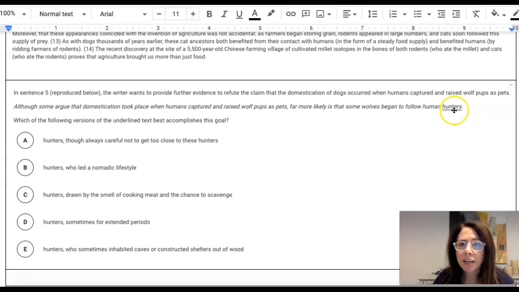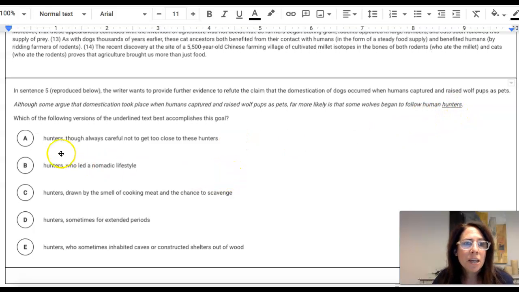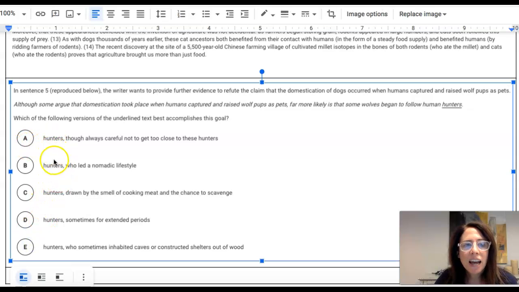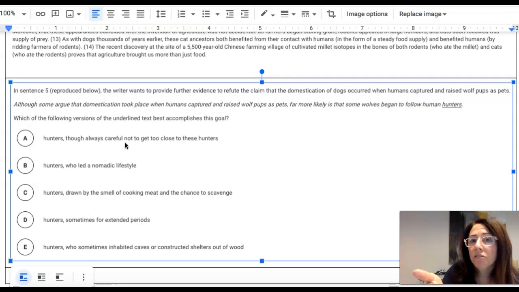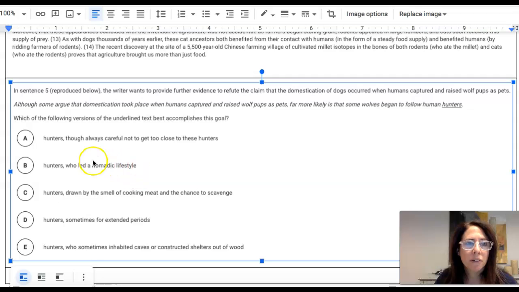Okay, so anytime we have an underlined part, they're asking us to revise or think about it differently. So if I look through answer choices A, B, C, D, E, I notice that they all begin with hunters. I don't want your brain to even look at that first word. All it's doing is reminding you of what's underlined. I want you to start noticing patterns by how each of the words start after the word hunters. This is kind of like what I call a plug and play. So you're going to test out or plug in each answer choice, and then backtrack and figure out, does this go against this claim that domestication of dogs occurred when humans captured wolves and raised them? Okay, so let's do this with the first one, and then I'll have you do it for the other 4. Though always careful not to get too close to these hunters.